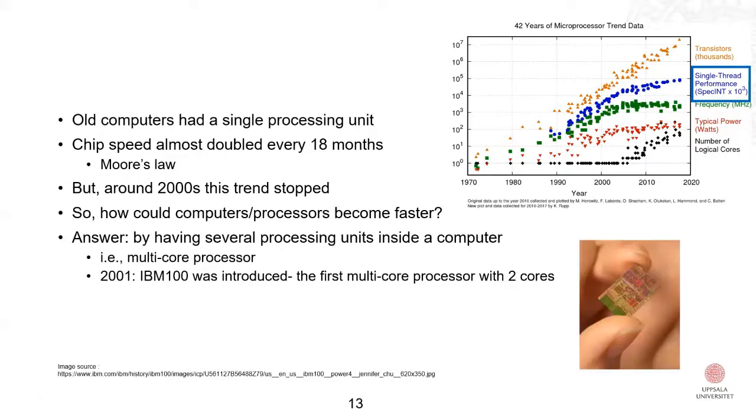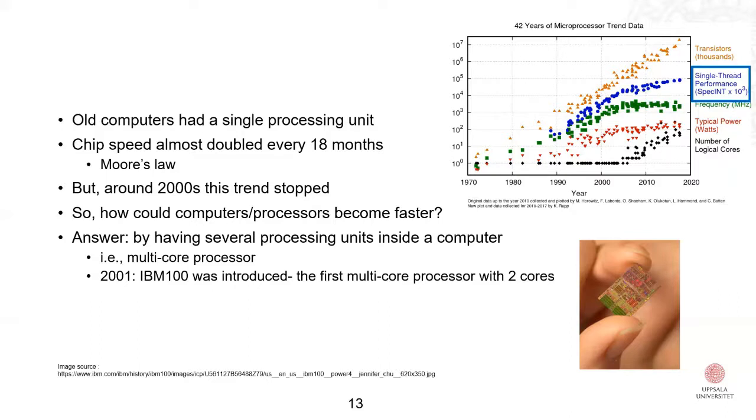So this was because of the physical limitations of the transistors and how small they could become. They had somewhat reached their margin. So then the question was, how would computers become faster? Was it the end to speed up computers? But the answer is no.